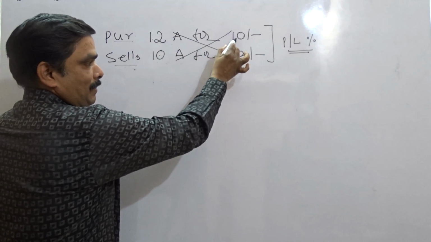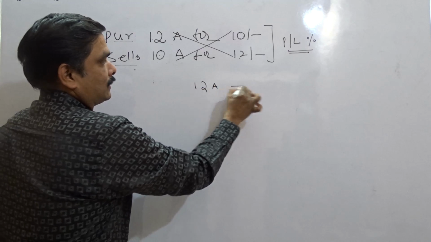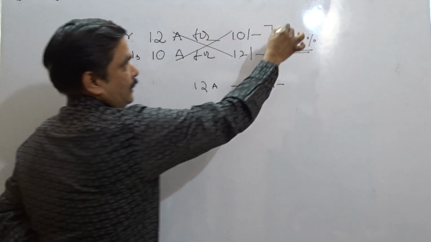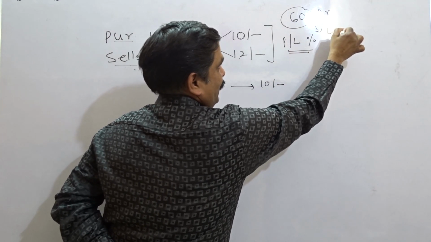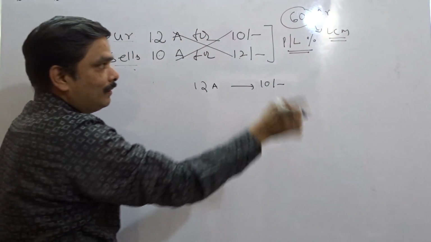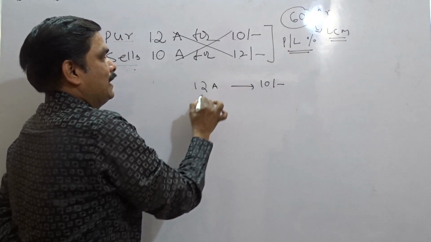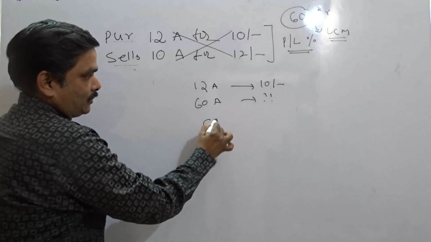Now here I am imagining in this way. Purchasing price, right? 12 articles, cost price is 10 rupees. I imagine that in both the cases, it is 60 articles, because 60 is nothing but the LCM of these two numbers, to avoid the fractions. 12 articles are costing 10 rupees. Then obviously 60 articles are costing how much? Right? You will get the cost price here.